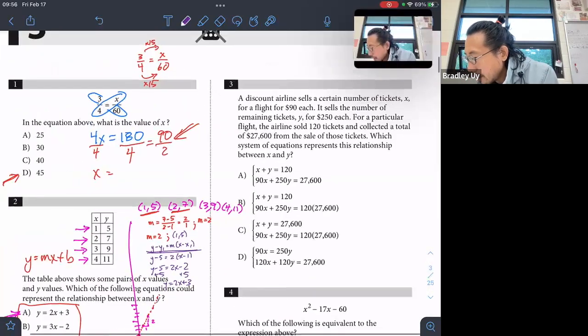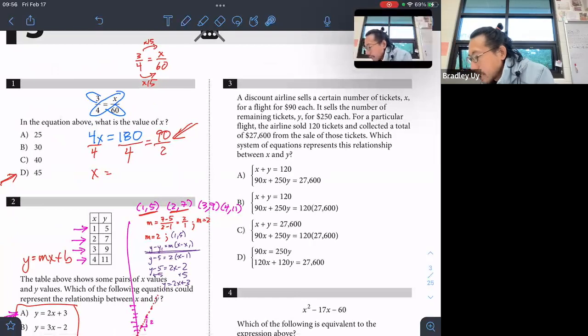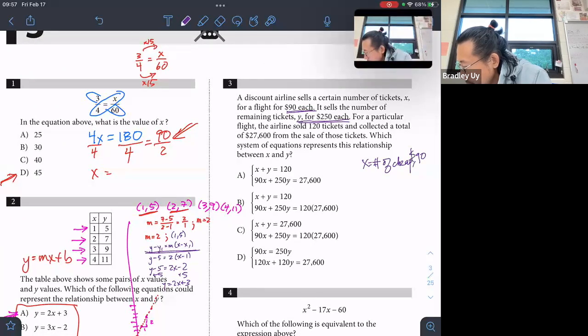Number 3. This involves setting up a system of equations. You have X tickets at a cheaper price. Let's say you sell those first because airlines want to sell as many seats as possible. They don't want to make their seats super expensive at the start, or else they might not sell any. They run the risk of not selling any. So they sell X tickets at $90 each, and they sell Y tickets at $250 each. So X is the number of cheap $90 tickets, inexpensive I suppose is the word. Y is the number of more expensive $250 tickets.